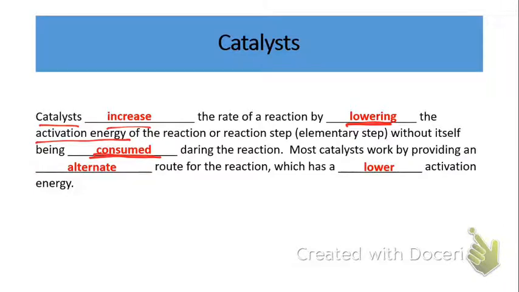So what we're saying is that when we add a catalyst to a reaction, it lowers the activation barrier. Therefore, there are going to be more particles with enough energy to be able to react. However, a catalyst is a chemical, and it is not consumed during the reaction. Now, most catalysts work by providing an alternate route for the reaction, which has a lower activation energy barrier.